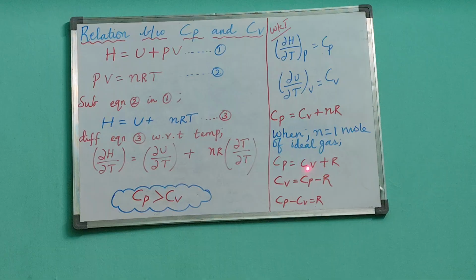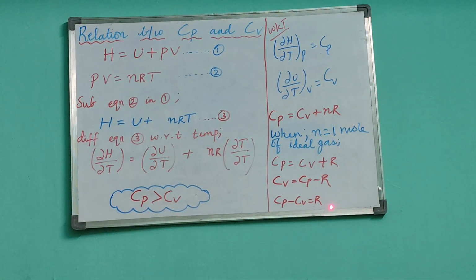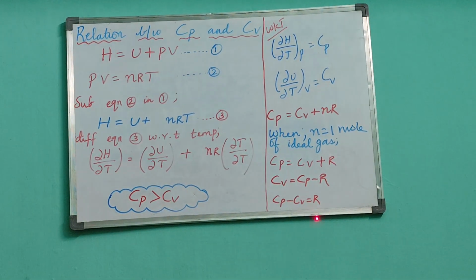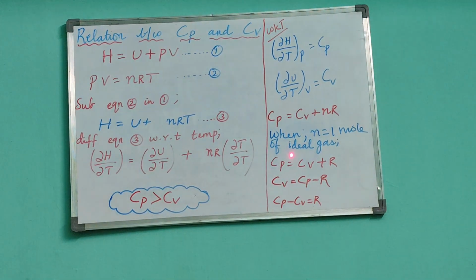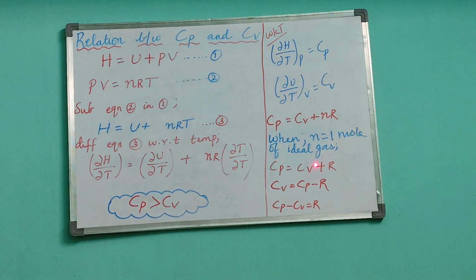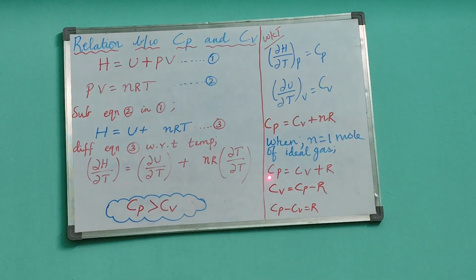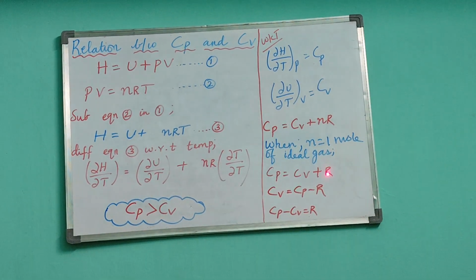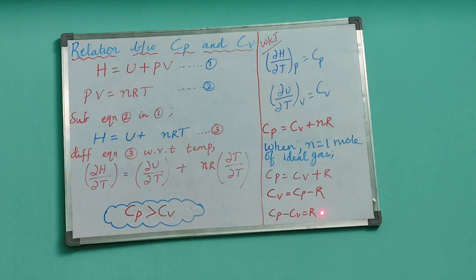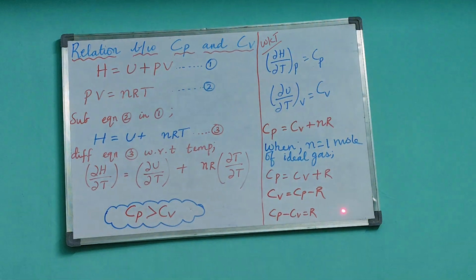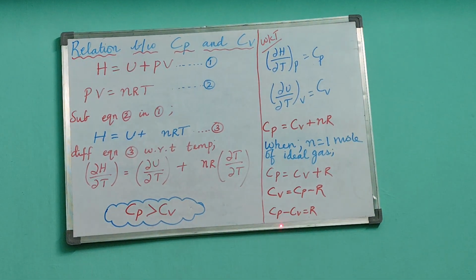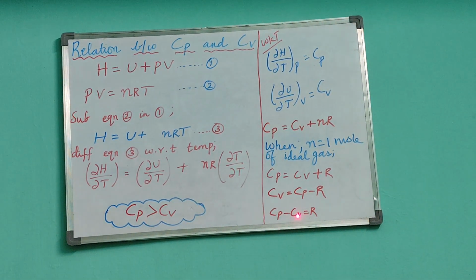Then rearranging this equation, from the first equation you can attain the third equation. Instead of this plus Cv, we move it to the left hand side as minus Cv, so Cp minus Cv is equal to R. So this is the relation between Cp and Cv in terms of the ideal gas equation.